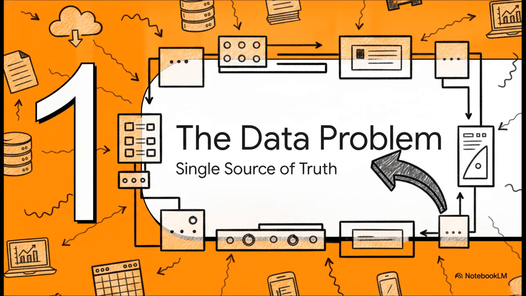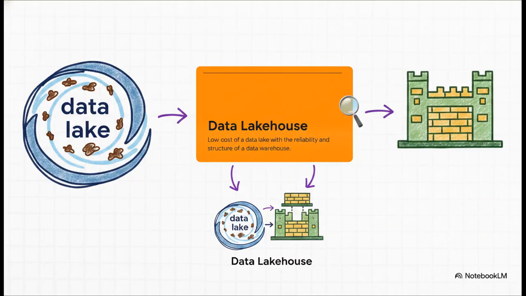Starting off with Section 1, the universal data problem, and finding that single source of truth. For years, data teams were forced into this really awful choice. Do you want the cheap, basically infinite storage of a data lake? The problem there is that the data often turns into a messy, unmanageable swamp. Or do you want the structure, reliability, and speed of a traditional data warehouse? Great, but that comes with astronomical storage costs.